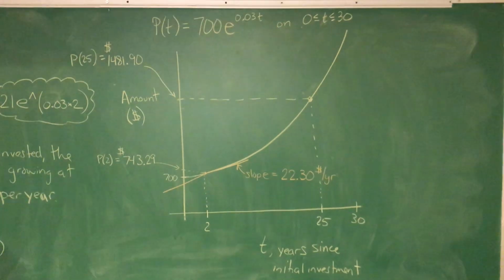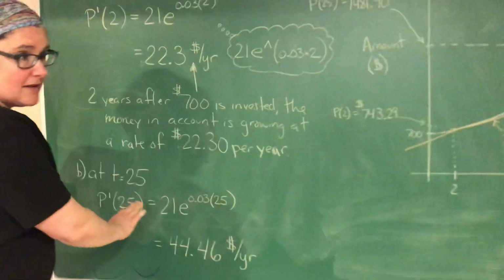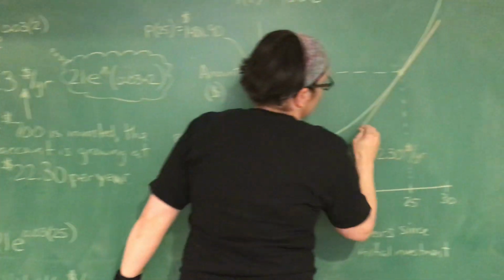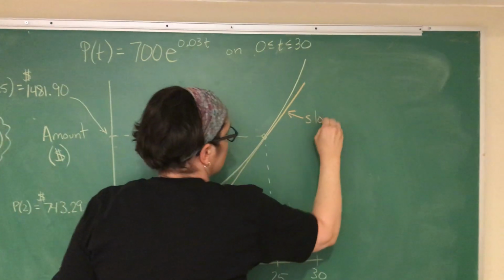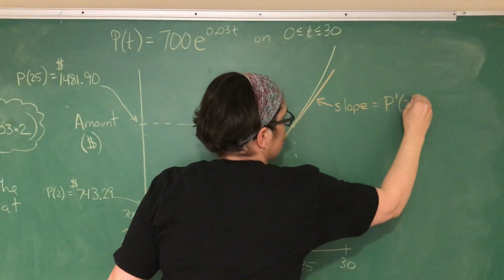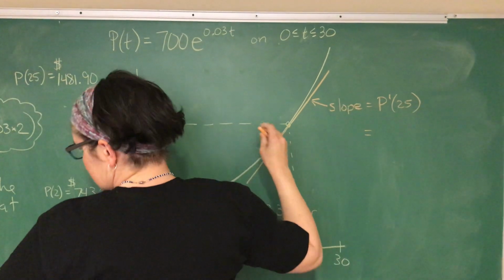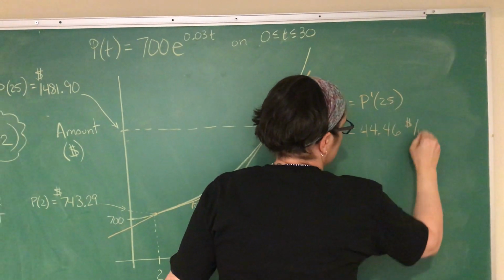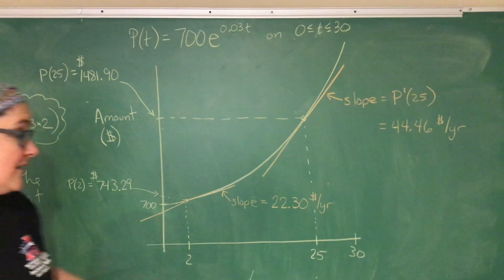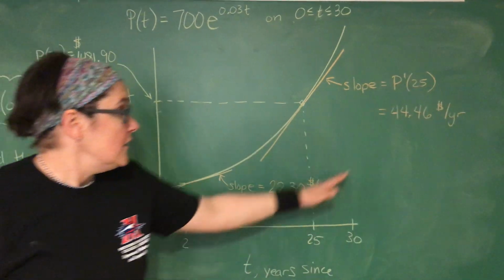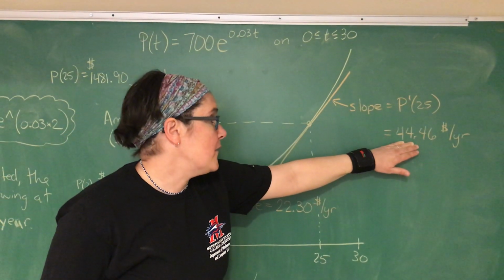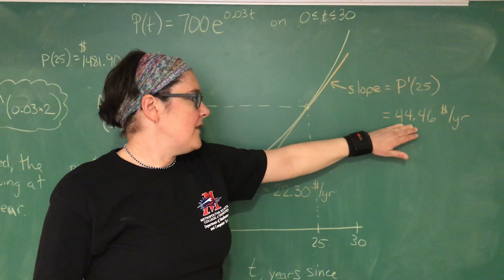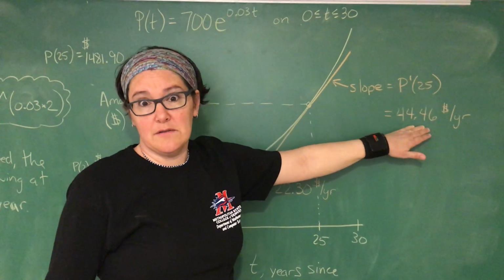What we calculated over here is P prime of 25. That's our derivative. If I draw a tangent line at this point, the slope of this tangent line is P prime of 25, which we calculated to be $44.46 per year. And so this says that if you want to wait one more year, you're going to increase your account by about $44.46. So the rate of growth of your account in year 25 is $44.46 per year.